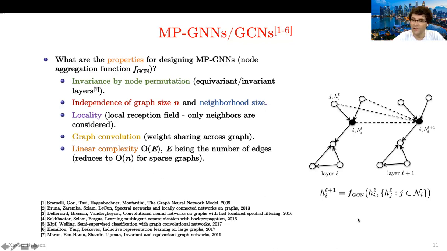So when you have these properties, you actually are quite limited on what you can do. The representation of node i at the next layer will only depend on the representation of the same node at the previous layer and its neighbors.